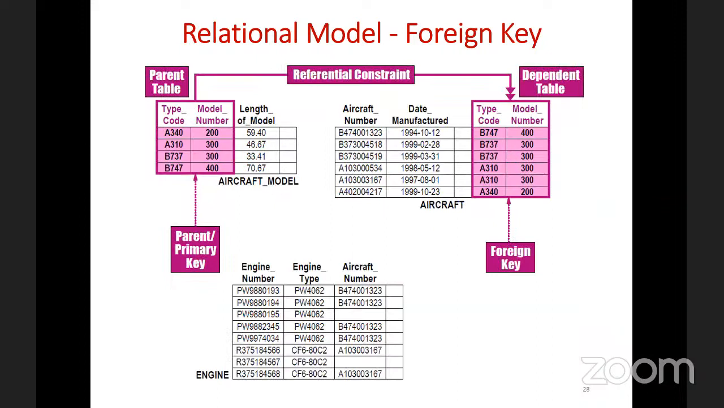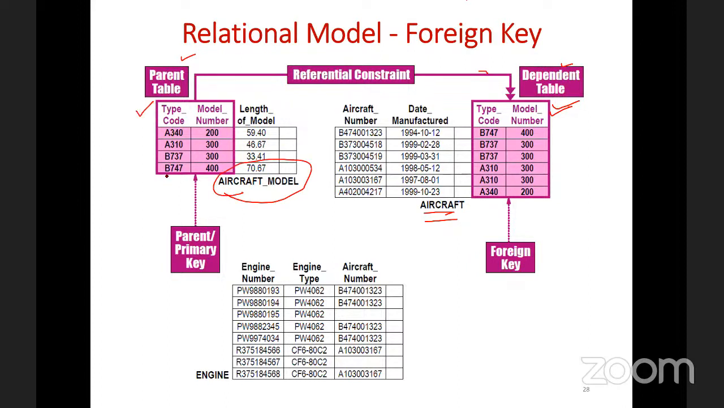This is because the type code and model number are being taken here. So this is your parent table and this is your dependent table. What does it mean, dependent table? Why is aircraft a dependent table? Because aircraft has two attributes here, type code and model number, which are the primary key there. It means that if some aircraft is there, you can choose only that model which is an existing one.